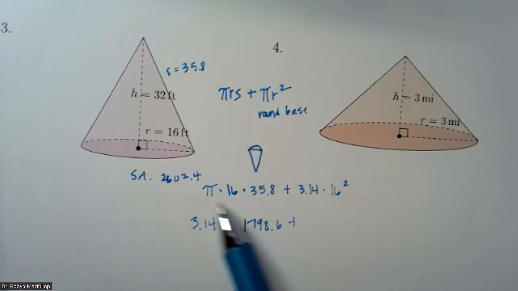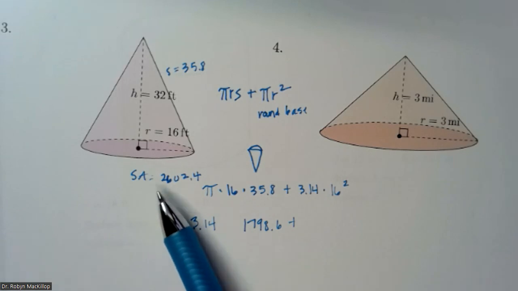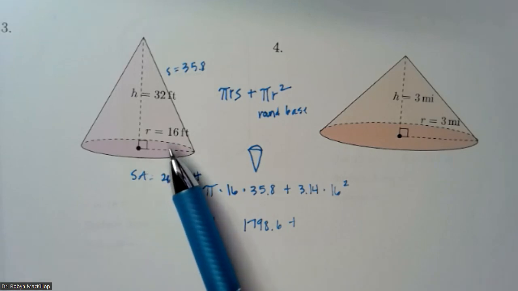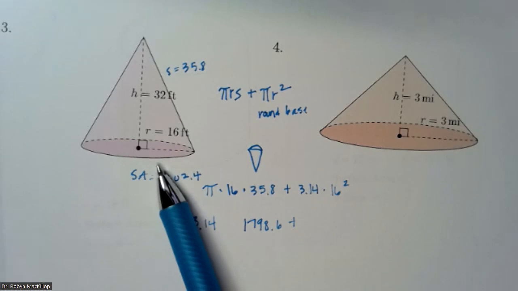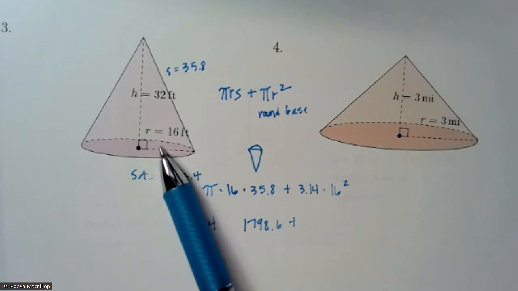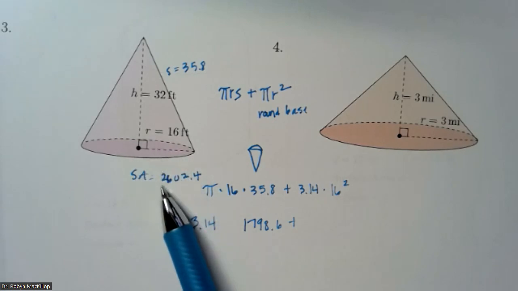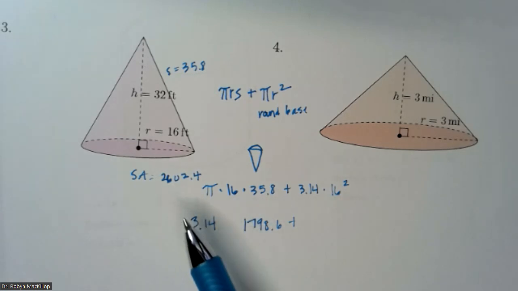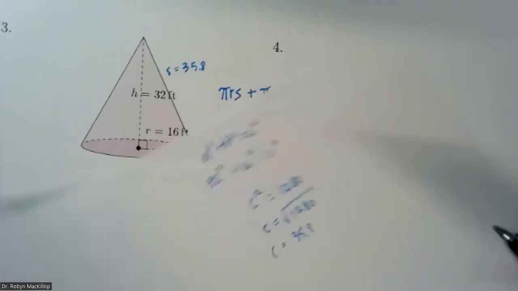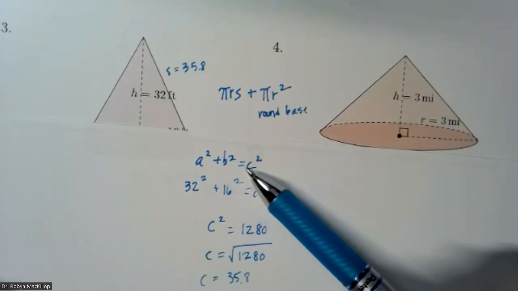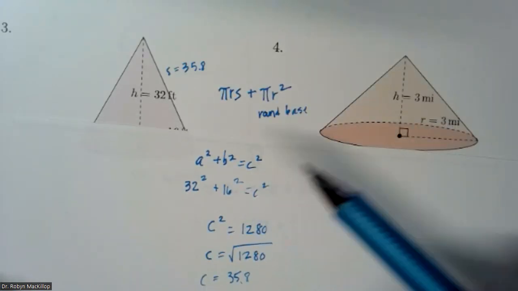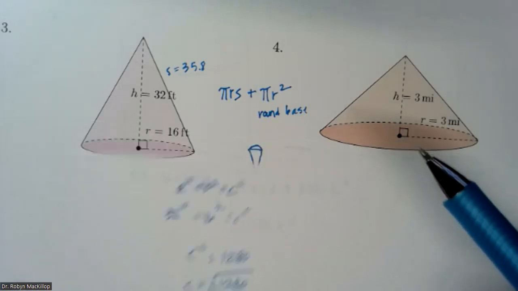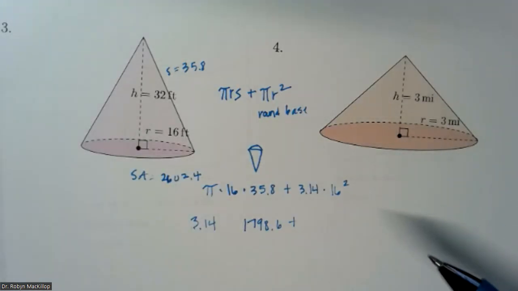Add those two together, and you get a big old number, because this is a ginormous pyramid. Or cone. Cone, it's not a pyramid, it's a cone. But it's a big one. So does that make sense that you may have to use yet an extra piece? It's annoying. Super, super annoying.